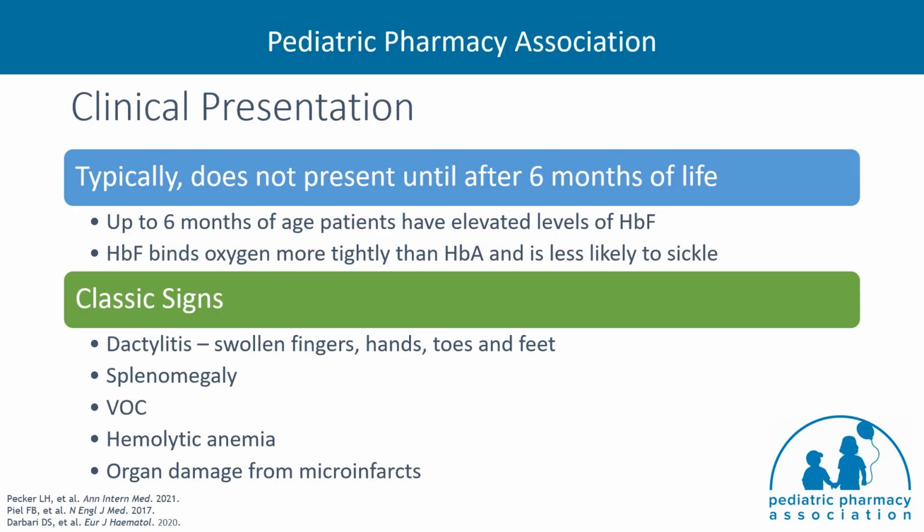For those patients that do present with disease, some presentations include dactylitis, which is less common. It's going to be the swollen fingers, hands, toes, and feet. We can see some splenomegaly, a vaso-occlusive crisis or episode, a hemolytic anemia, and then organ damage from those microinfarcts. And that dactylitis is really going to be in our younger patients. We see it less commonly in our older patients.